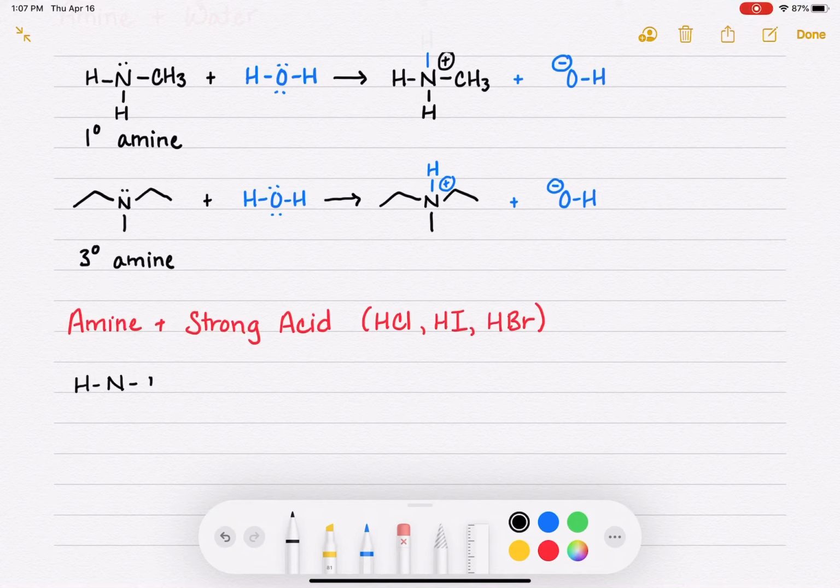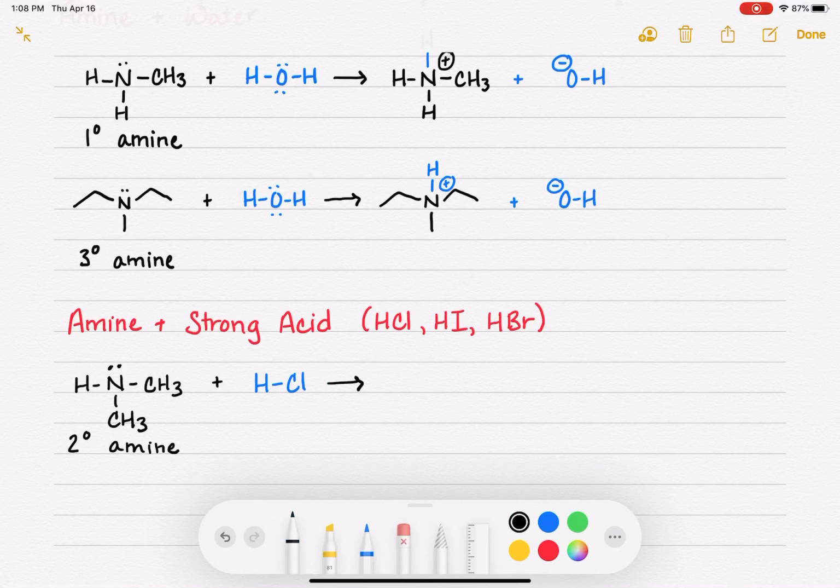This time, for our first example, let's use a secondary amine. Here's a nitrogen that has 2 carbon chains, little tiny carbon chains attached. And here we are going to react with, let's do our first one with HCl.